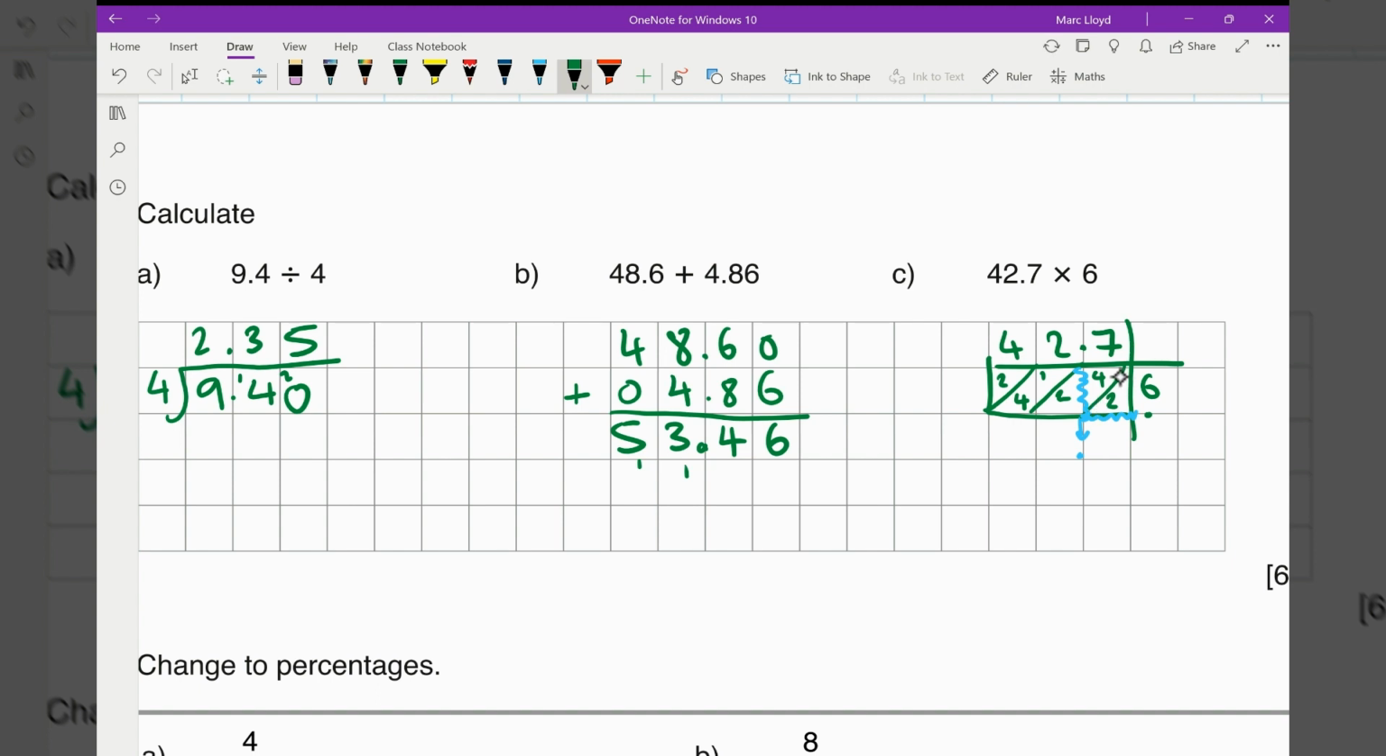And then you count the values of these numbers in these diagonals. So you've got a 2. 4 and 2 is 6. 1 and 4 is 5, and then there's a 2 there, which gives us 256.2. I wouldn't do it any other way.